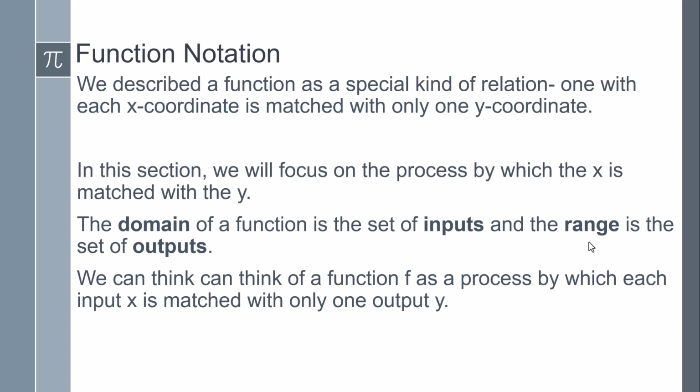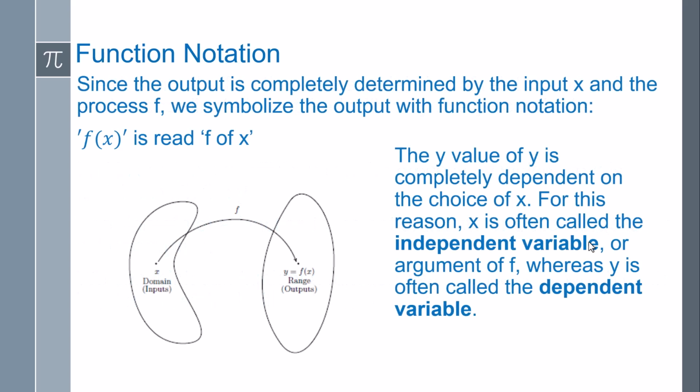We can think of a function f as a process by which each input x is matched with only one output y. Since the output is completely determined by the input x and the process f, we symbolize the output with function notation. Now, this is that special notation, and we read that as f of x. Now, the "of" doesn't mean multiplication. You're not multiplying the f times the x.